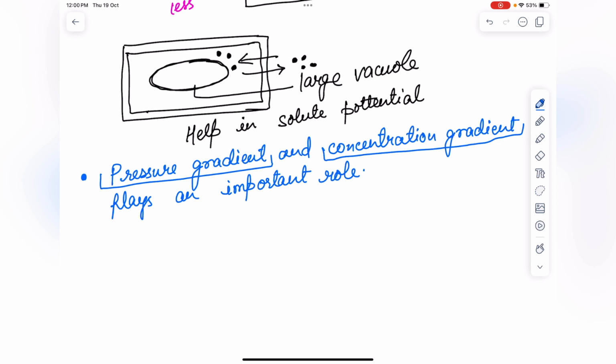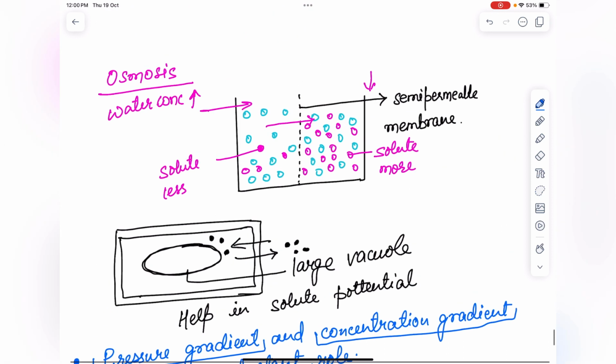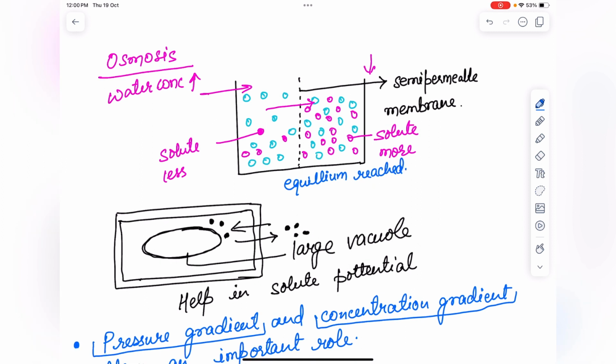equilibrium, it reaches the equilibrium. Until the movement becomes equal, it will not reach the equilibrium, it will take place. This will happen until they reach equilibrium. When they reach that equilibrium, the water potential will be the same in both.